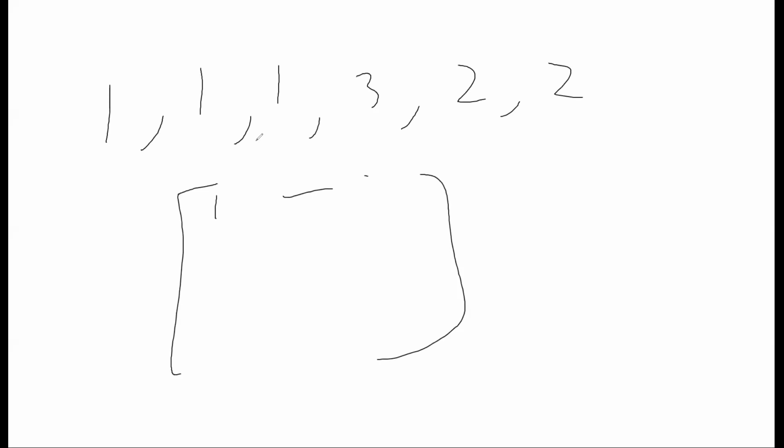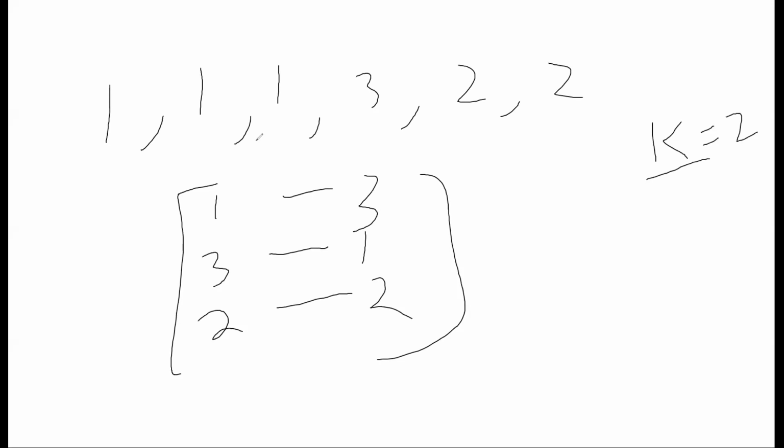So we have 1, 1, 1, 3, 2, 2, right? So your hash map will have 3 entries. 1 will be 3, 3 will be 1, 2 will be 2. And how will we find the top k elements here in O(1) operation? Let's assume k equals 2.